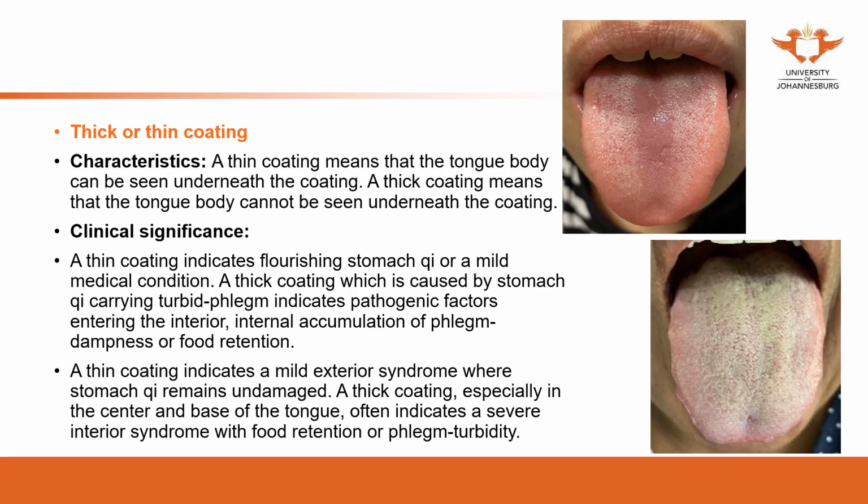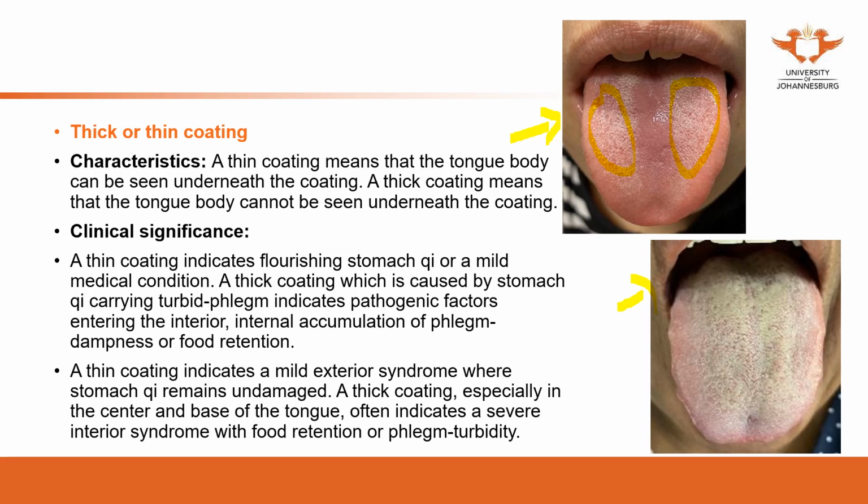So here, the top picture is an example of thin coating. The bottom is an example of thick coating. We see through this coating. We still can see the muscles of the tongue. That's considered as a thin coating.